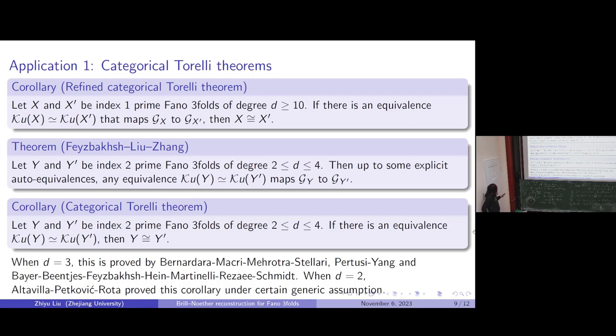Okay. And this corollary, previously for the d equal to 3 case, was proved by several papers using different methods. And for the d equal to 2 case, this corollary was proved by Camilla, Pertusi, and Rota, and they need to assume this index 2 prime Fano threefold satisfies some generic assumption. And our corollary gives a uniform proof of all these cases and in full generality. We don't need any generic assumption. Okay, this is our first application.